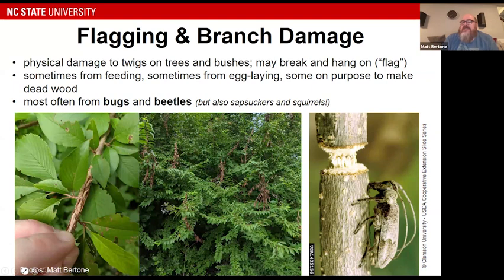But also things like sapsuckers and squirrels can cause this physical damage when they chew on the branches, or girdle the twigs and the stems. And if I can interject, sometimes it's a fungus too that's caused a canker, and the branch died from that point outward. Or even something like fire blight. We saw a lot of fire blight this year on things like apple and pear, where you get the bacteria working its way down.